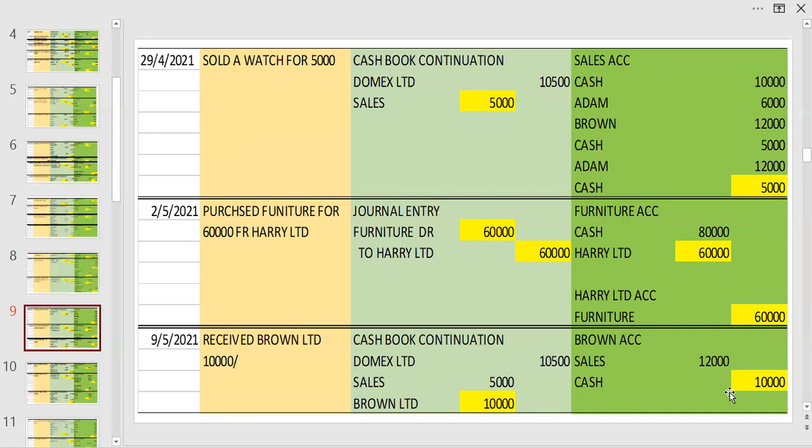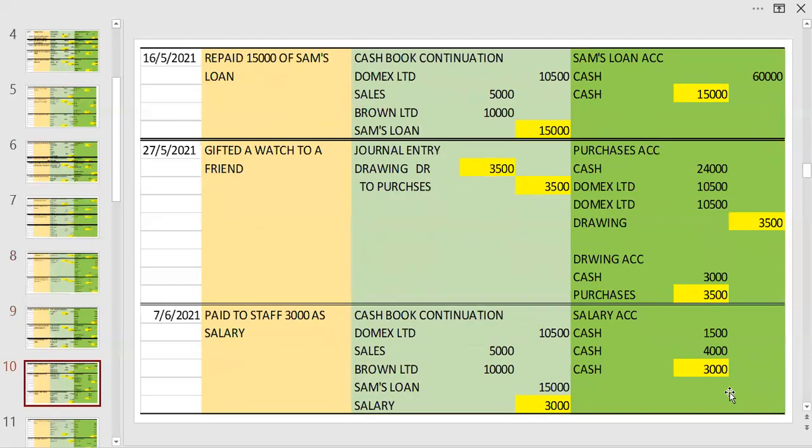Next one, repaid 15,000 of Sam's loan. Since cash is going out, cash account is credit, Sam's loan account is debit.